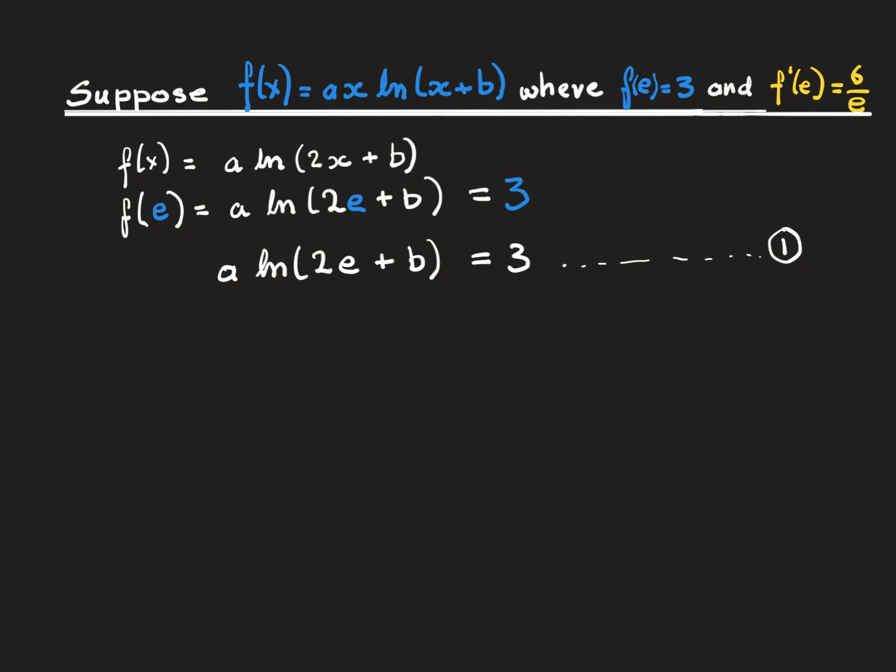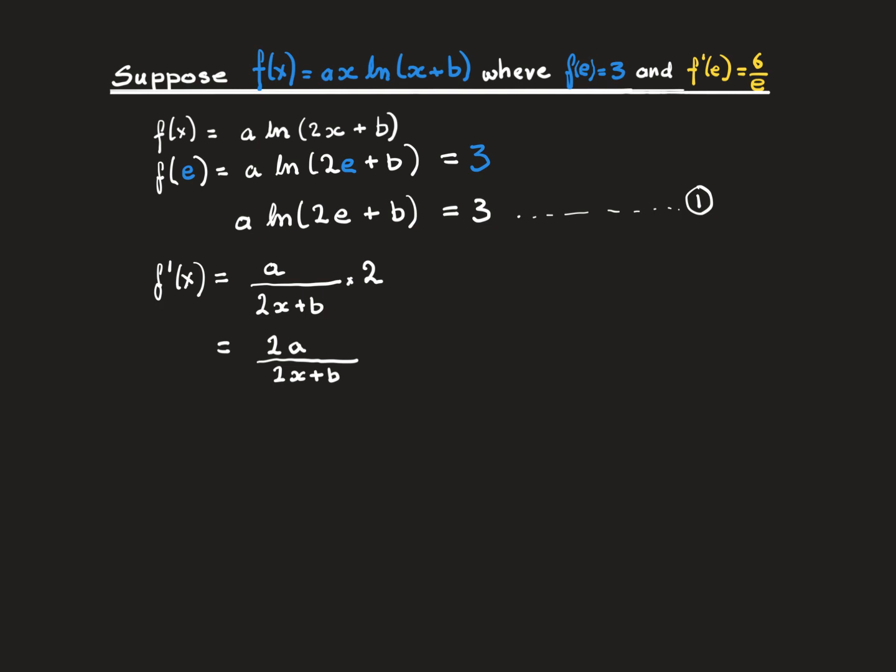Now we need to find the derivative, and the derivative of that function above is therefore equal to a over 2x plus b, and we need to multiply it by 2 from inside. That really can be a lot nicer if we just write 2a over 2x plus b.